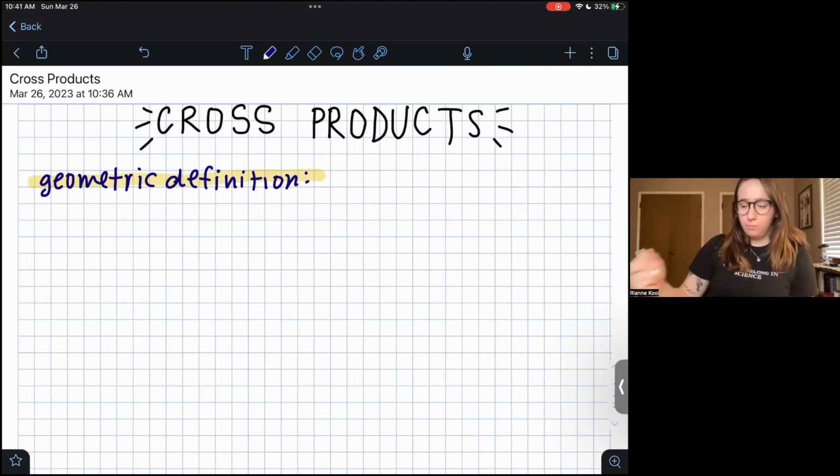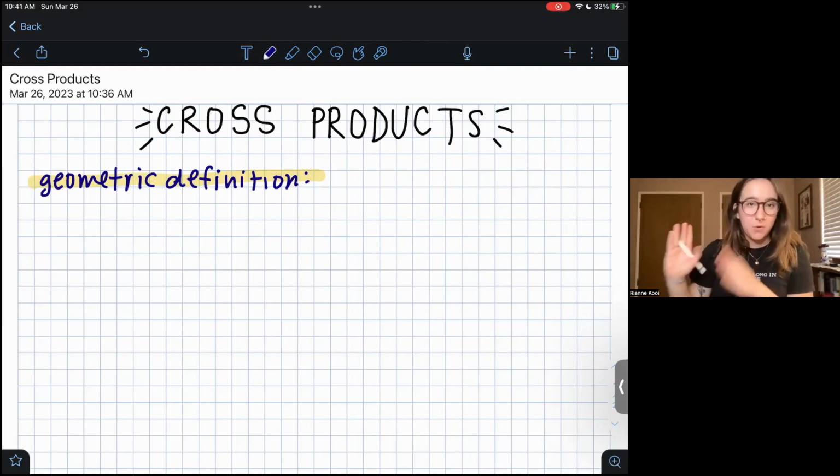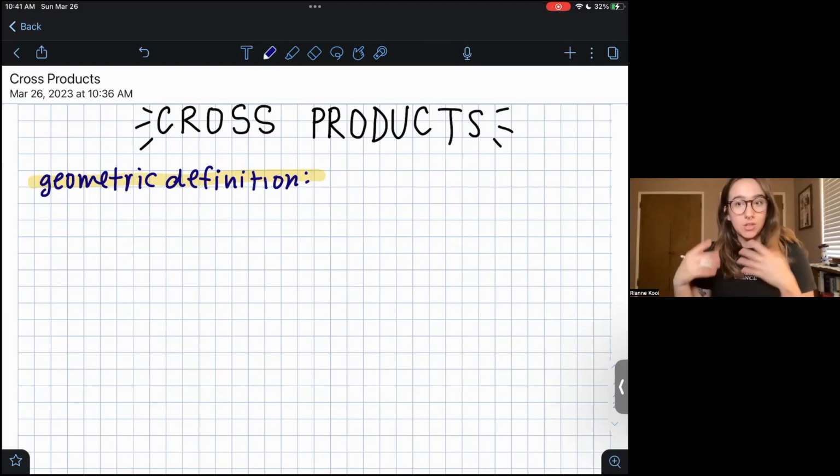What that means is you have two vectors and you output a vector, whereas the dot product is the scalar product where you input two vectors and you output a scalar that has no direction. It only has a magnitude. With the cross product, you input two vectors and you output another vector.